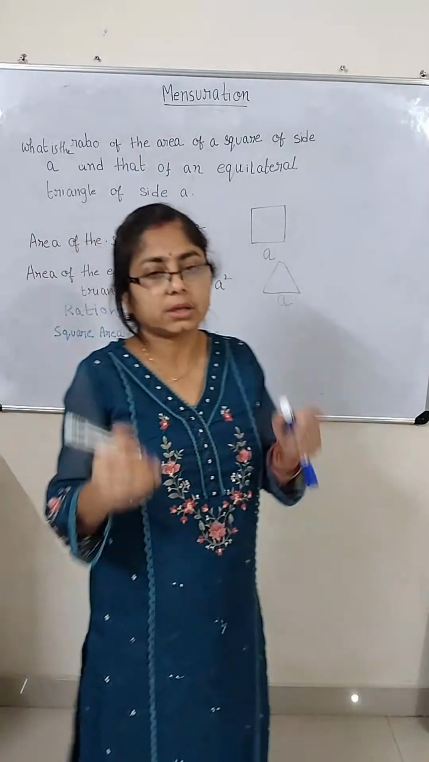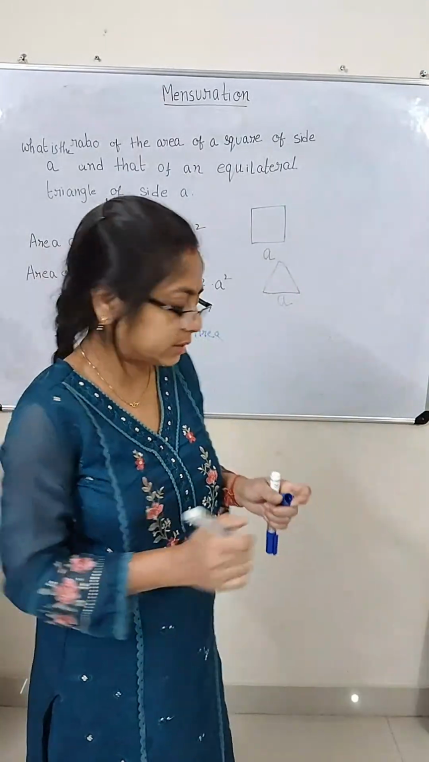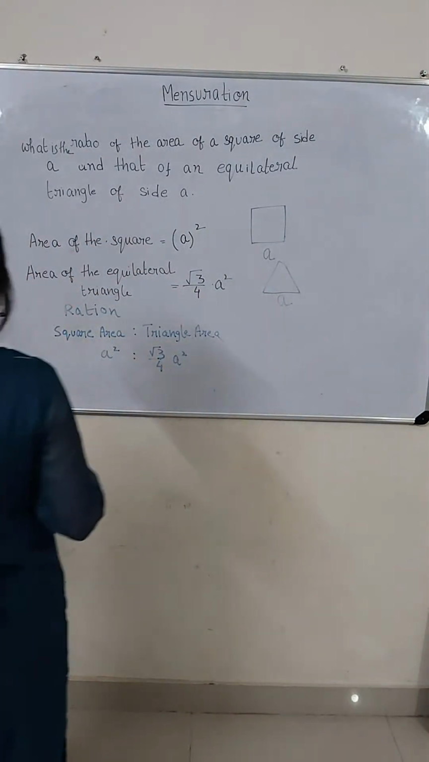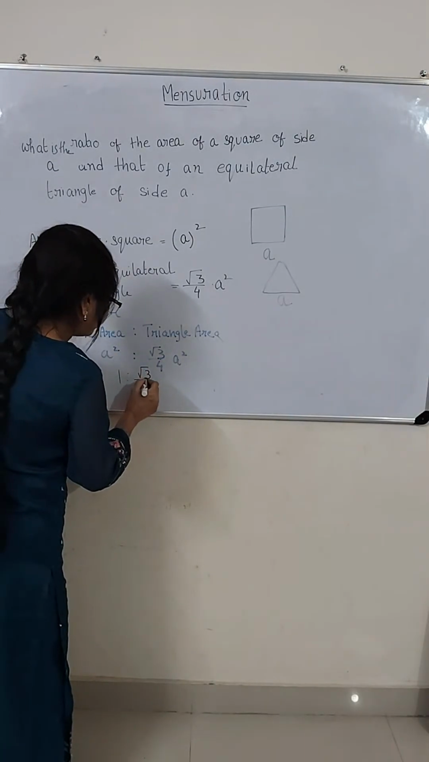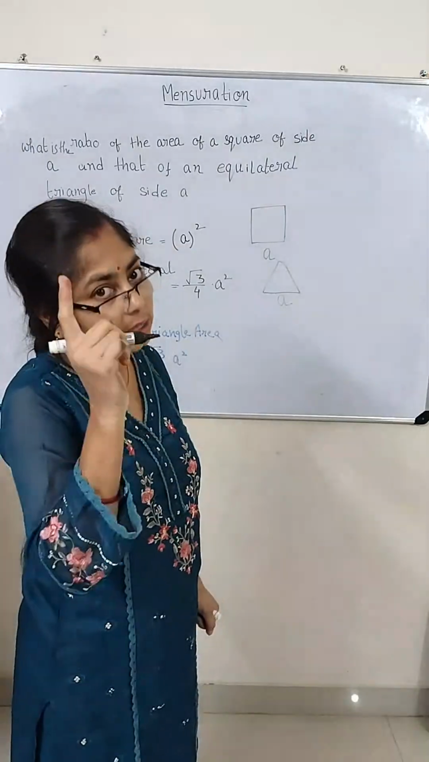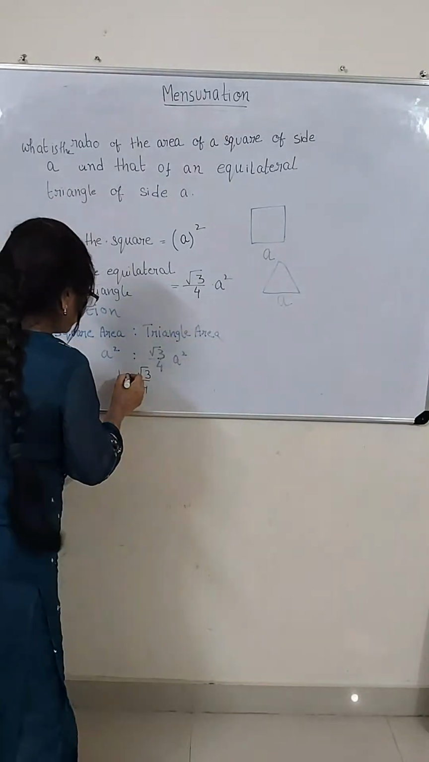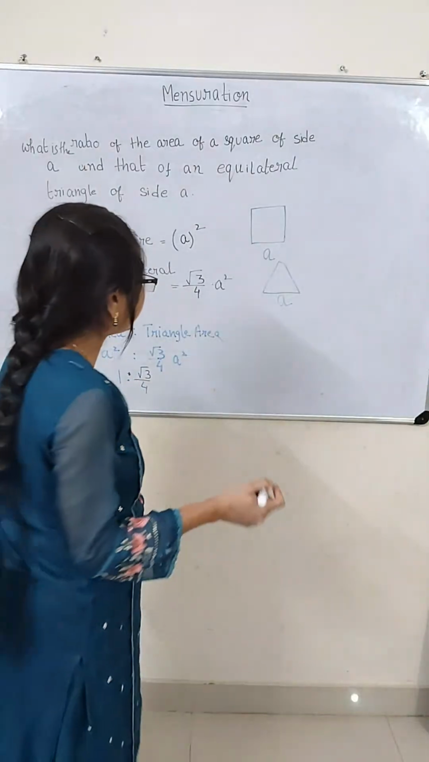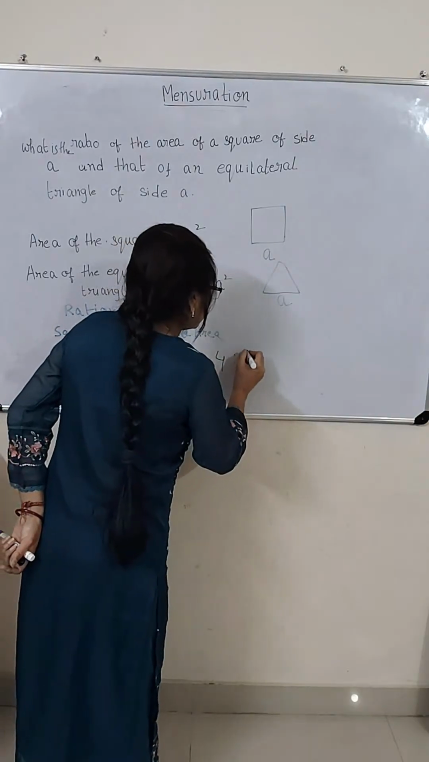Listen one thing, in the ratio when both sides are the same, at that time we can cancel it. So I cancel A square. Then what is there? 1 is to root 3 by 4. But it is not the answer. You should do the last step. What's the last step? You just do cross multiplication, means you multiply 1 by 4. So the last step is 4 is to root 3.